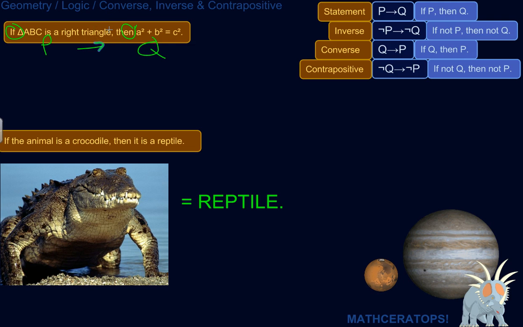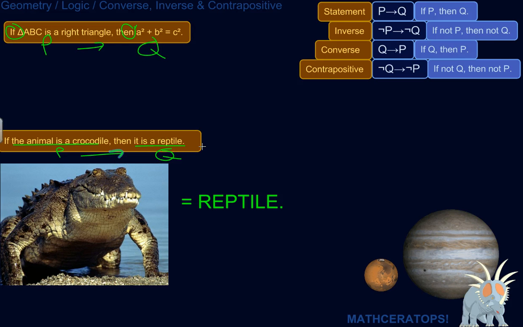Alright, so let's practice one that has nothing to do with math. So if the animal is a crocodile, then it is a reptile. So if P, then Q. True statement. This original statement is a true statement. If the animal is a crocodile, then it is a reptile. Crocodile equals reptile. Alright, so what is the inverse of that statement? The inverse would be if not P, then not Q. So if the animal is not a crocodile, then it is not a reptile.